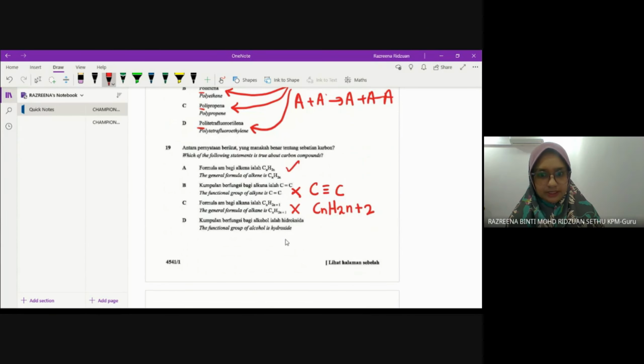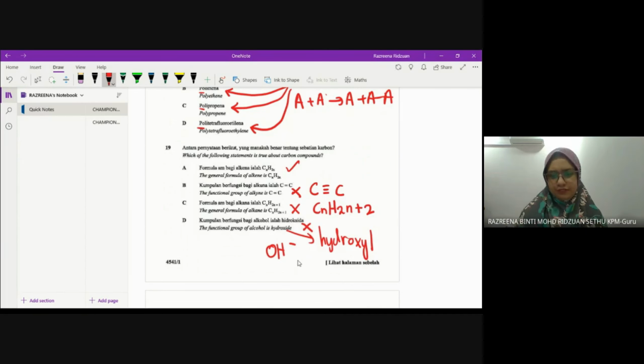Alcohol is hydroxide. Functional group 19. Okay. This one has CnH2n, alkene. This is correct. Functional group here for alcohol is hydroxide. Wrong. Why wrong? Because it's not hydroxide. Hydroxide is an ion. It is actually hydroxyl. Don't get confused. For one second, I got hydroxide. No, hydroxide is an ion. This is hydroxyl. So this is also wrong. So your answer is A.